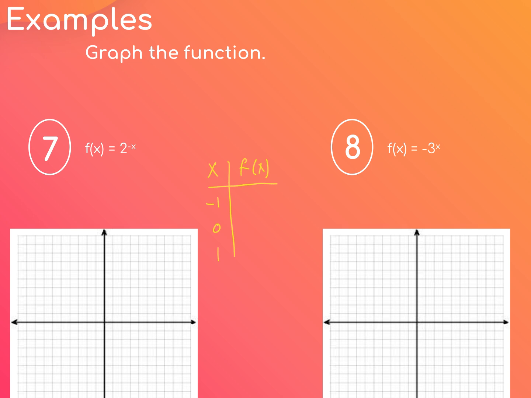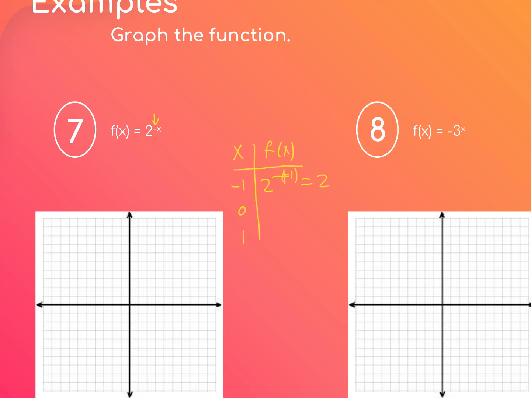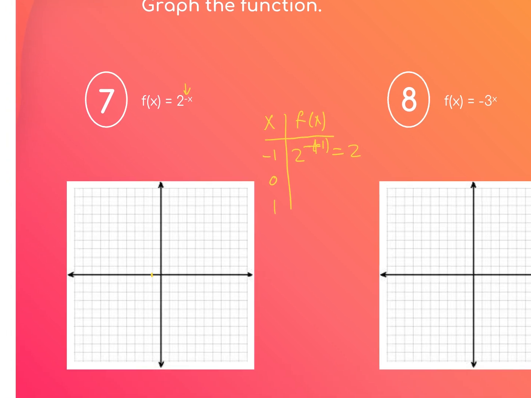And so if x is -1, we get 2 to the -(-1). Remember that negative is already there, and x itself is -1. So we get -1 times -1, which is going to be a +1, and then we get a +2. So when x is -1, we get a +2. And I'm going to plot that point right there.